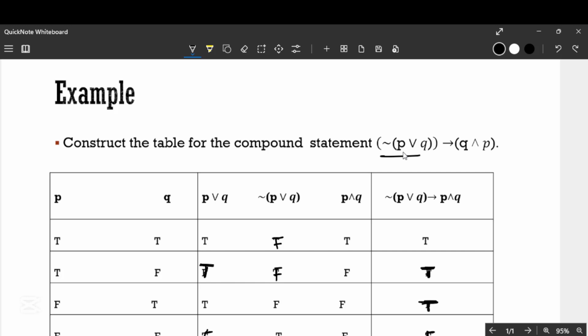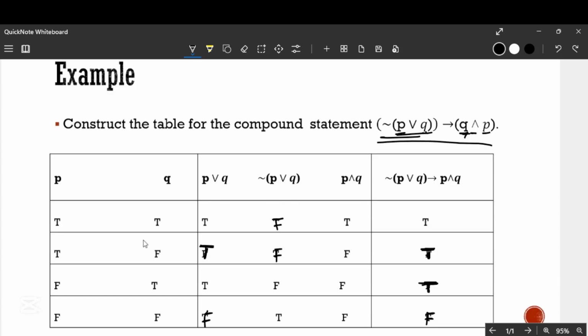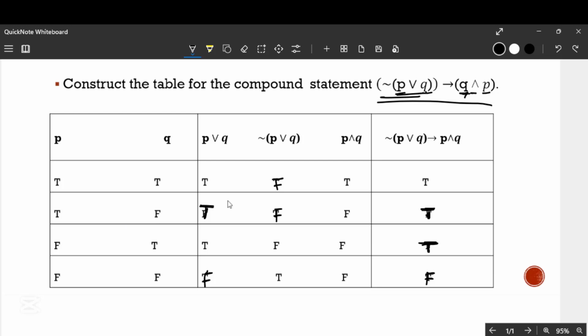We need to generate a column for P disjunction Q, then the negation of P disjunction Q, and after that a column for Q conjunction P. The last column will take care of the whole statement. As I said earlier on, the arrangement of the table really matters, so as to avoid repetition.